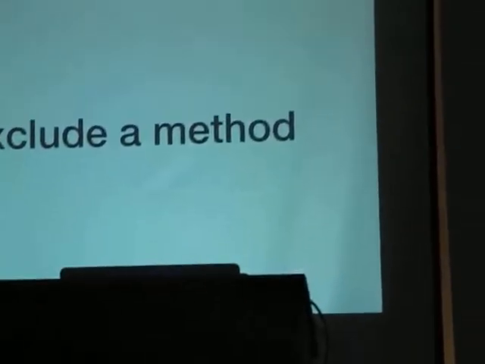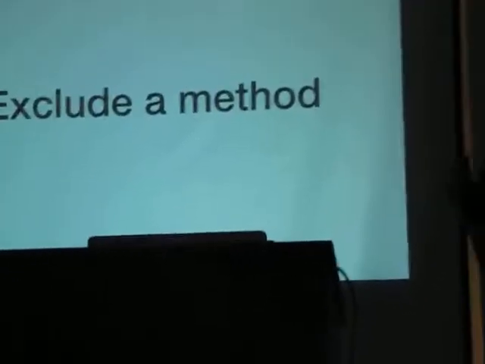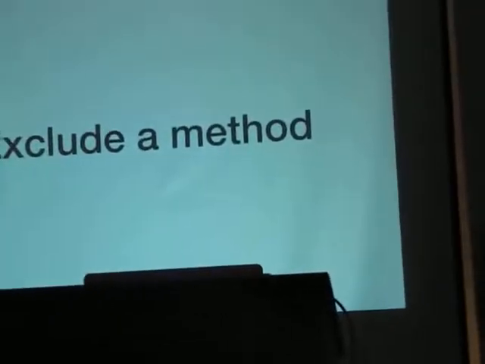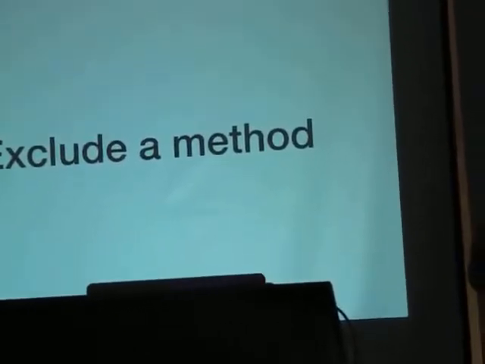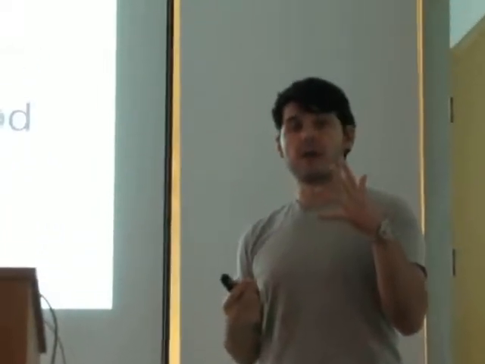We can exclude the method. So maybe in a particular model we don't want to have a method because, from a modeling point of view, it shouldn't be there, so we can remove it. This is pretty cool if you want to have immutable objects.